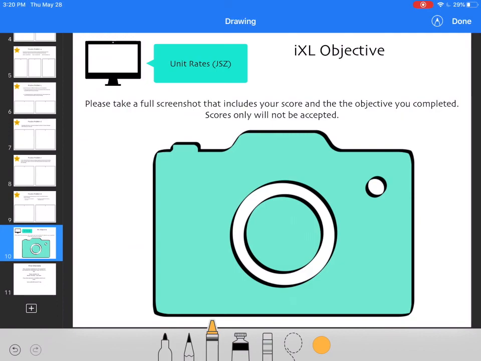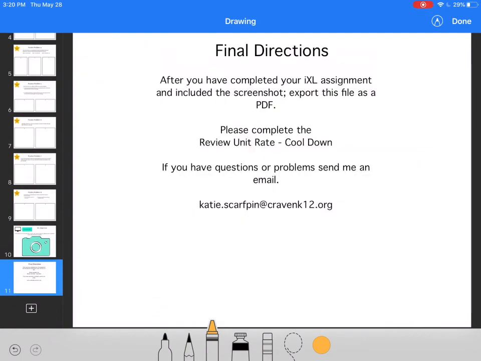So now I need you to go ahead and do your IXL objective on unit rates. Put your screenshot here, and I need you to do your unit rate cool down.